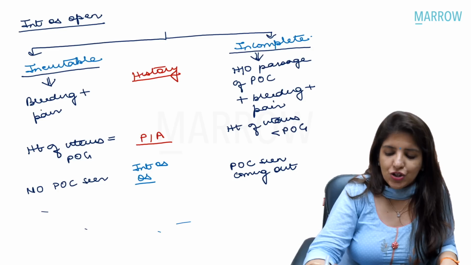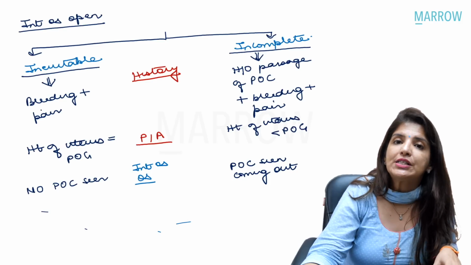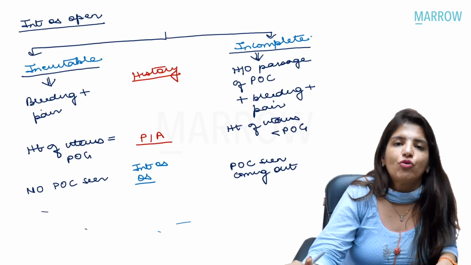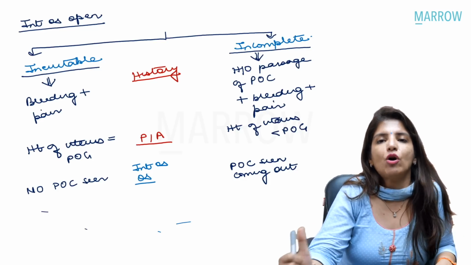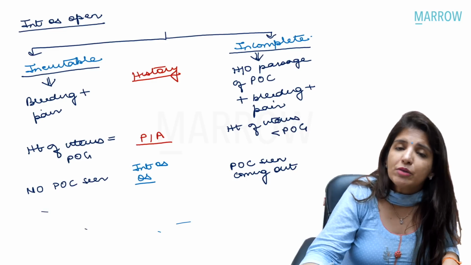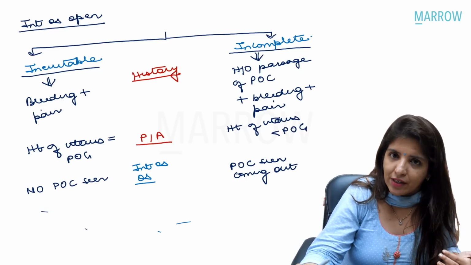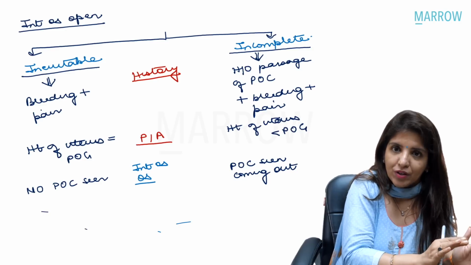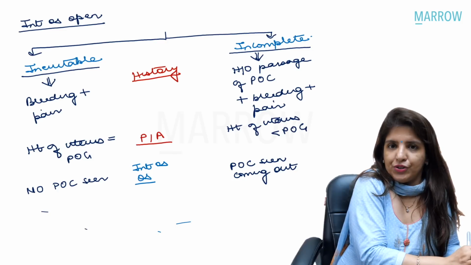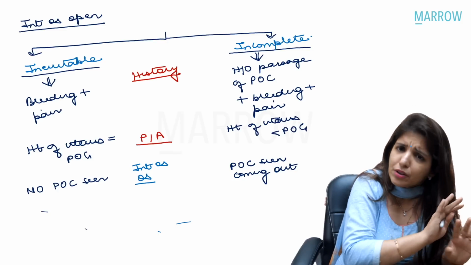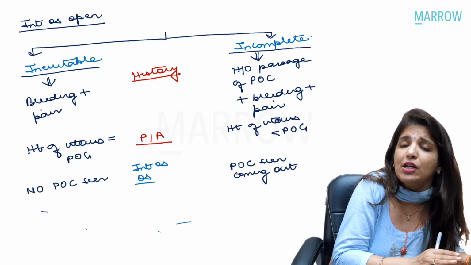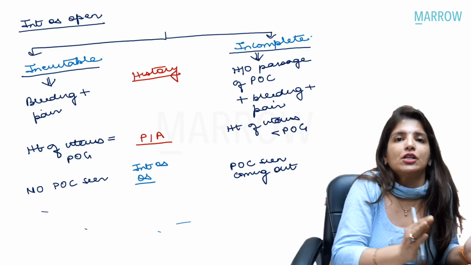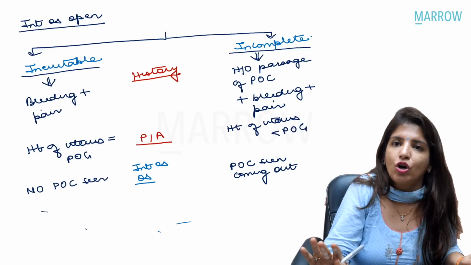Now, suppose the question says internal os is open. If internal os is open, there can be two differential diagnoses. Either it can be a case of inevitable abortion or it can be a case of incomplete abortion. Inevitable abortion means the process of abortion has started, the product of conception has not come out, but the internal os is open. So now the process cannot be reversed. In threatened abortion, parts did not come out, but because the internal os was closed, the process was reversible. In inevitable abortion, the internal os is open, so now the process of abortion cannot be reversed.